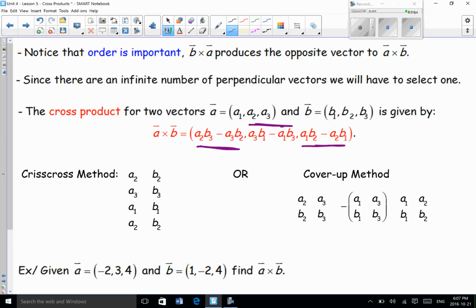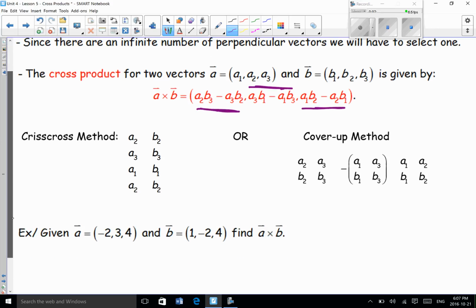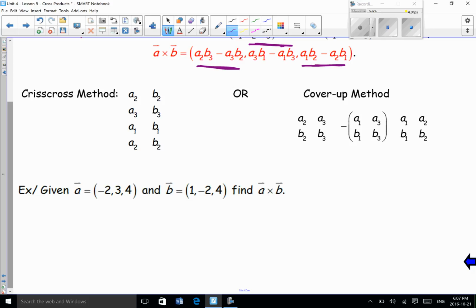Now, I don't expect you to memorize the formula. By no means. There's a process we can use to help us remember this formula. Actually, there's two processes, and I'll show you both, and we can decide which one you want to use and what makes more sense to you. Now, remember, order is important, so whatever order things are listed in is the order we're going to do our cross product in. So let's take a look at the first one, and we'll use the crisscross method, and we'll talk about how that one works.